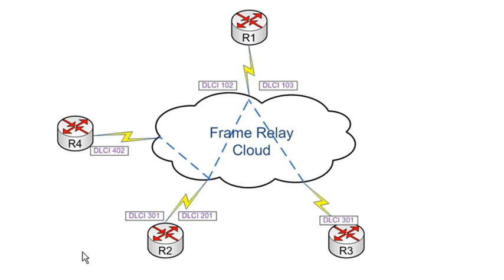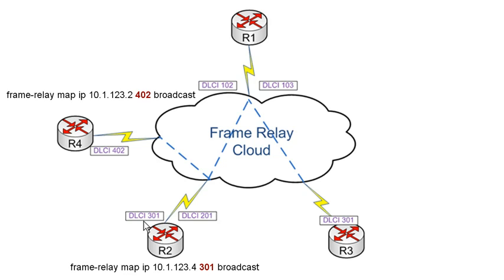R4's IP address is, let's say, 10.1.123.4. Go ahead and map that to DLCI 301. So when I'm sending data to R4 over the frame relay cloud, the router is going to say, okay, I know where the IP address is. It's mapped to 301. Let me send information out DLCI 301. It's going to hit this frame relay switch, and it's going to get switched through the frame relay cloud to come out this way. It does not matter that this exists already as 301, because this traffic is not going to be confused.